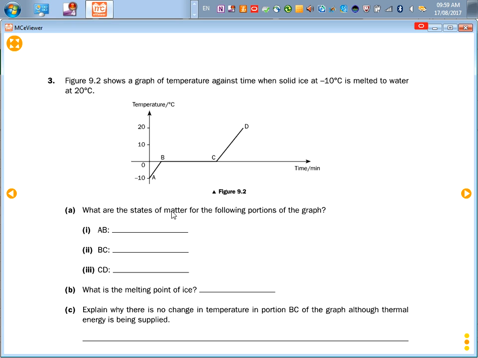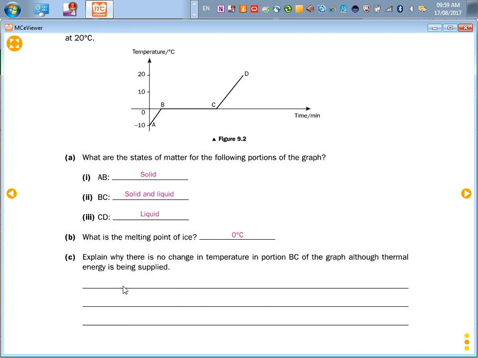So, what are the states of matter for AB? We said already it's ice. What about CD? AB is solid, CD is liquid. What about BC? It's going to be a mixture. And what's the melting point of ice? 0. Okay, what is the freezing point of water? 0 lah. Explain why there's no change in temperature.